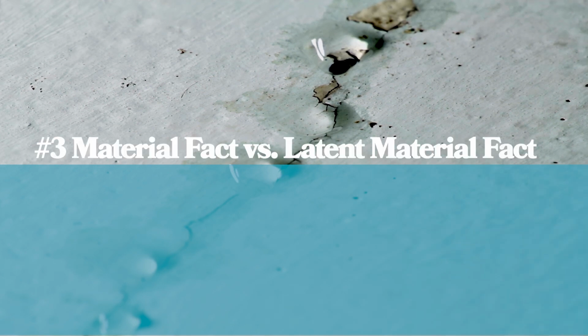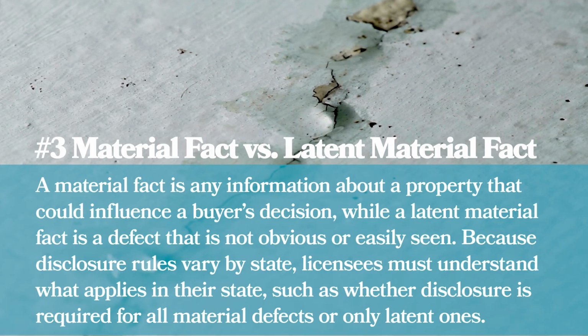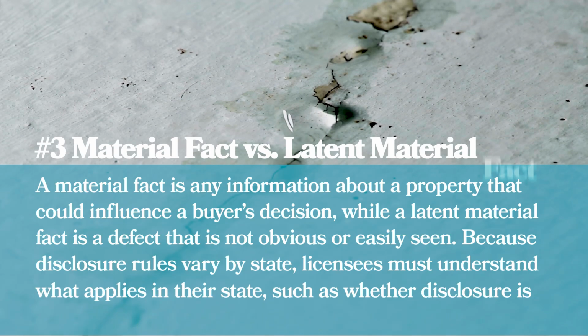Number 3. Material fact versus latent material fact. A material fact is any information about a property that could influence a buyer's decision, while a latent material fact is a defect that is not obvious or easily seen. Because disclosure rules vary by state, licensees must understand what applies in their state, such as whether disclosure is required for all material defects or only latent ones.